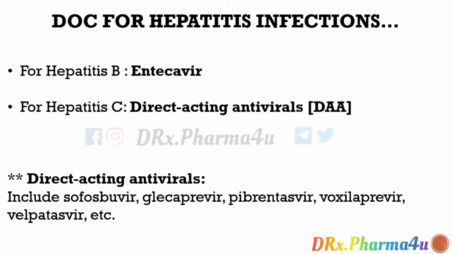But hepatitis B and C are very dangerous, and the treatment for such diseases usually takes long term. So in hepatitis B, the drug of choice is entecavir. Obviously, we have to look at the resistance pattern, the tolerability profile, and all these things. So based on that, the antiviral may change. But generally, for hepatitis B, the drug of choice is entecavir. And for hepatitis C, it is DAA, that is direct acting antivirals.